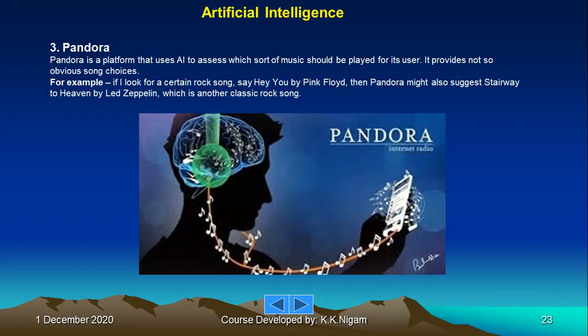Pandora is another very classic example. It's a platform that uses AI to assess what sort of music should be played for you. Depending on your mood, it will ask you what kind of music should be played at that particular time. It provides not so obvious choices of songs, but depending on your liking, it will suggest. For example, if I look for a rock song by Pink Floyd, then Pandora might also suggest Stairway to Heaven by Zeppelin, which is another classic rock song. So like that, it keeps offering you what other things are possible.